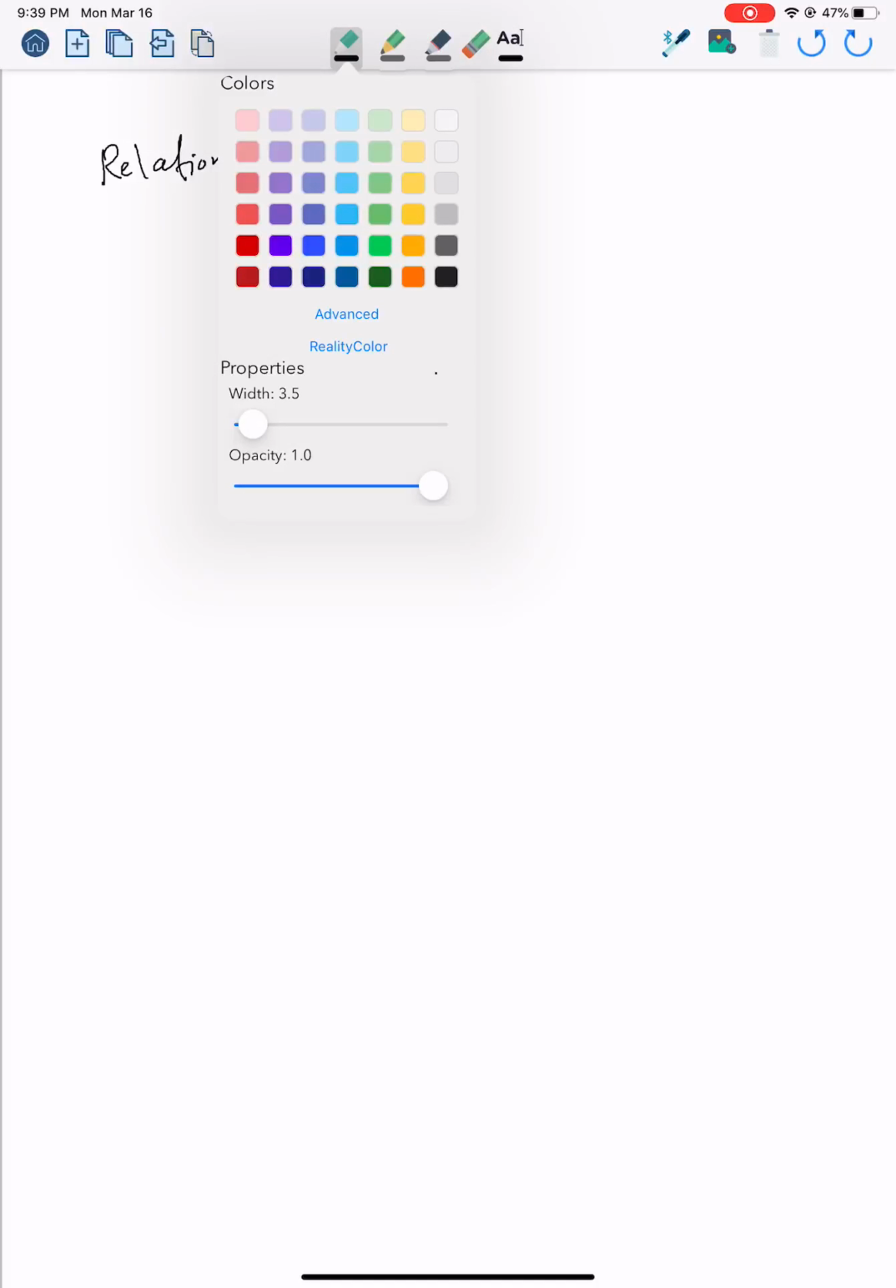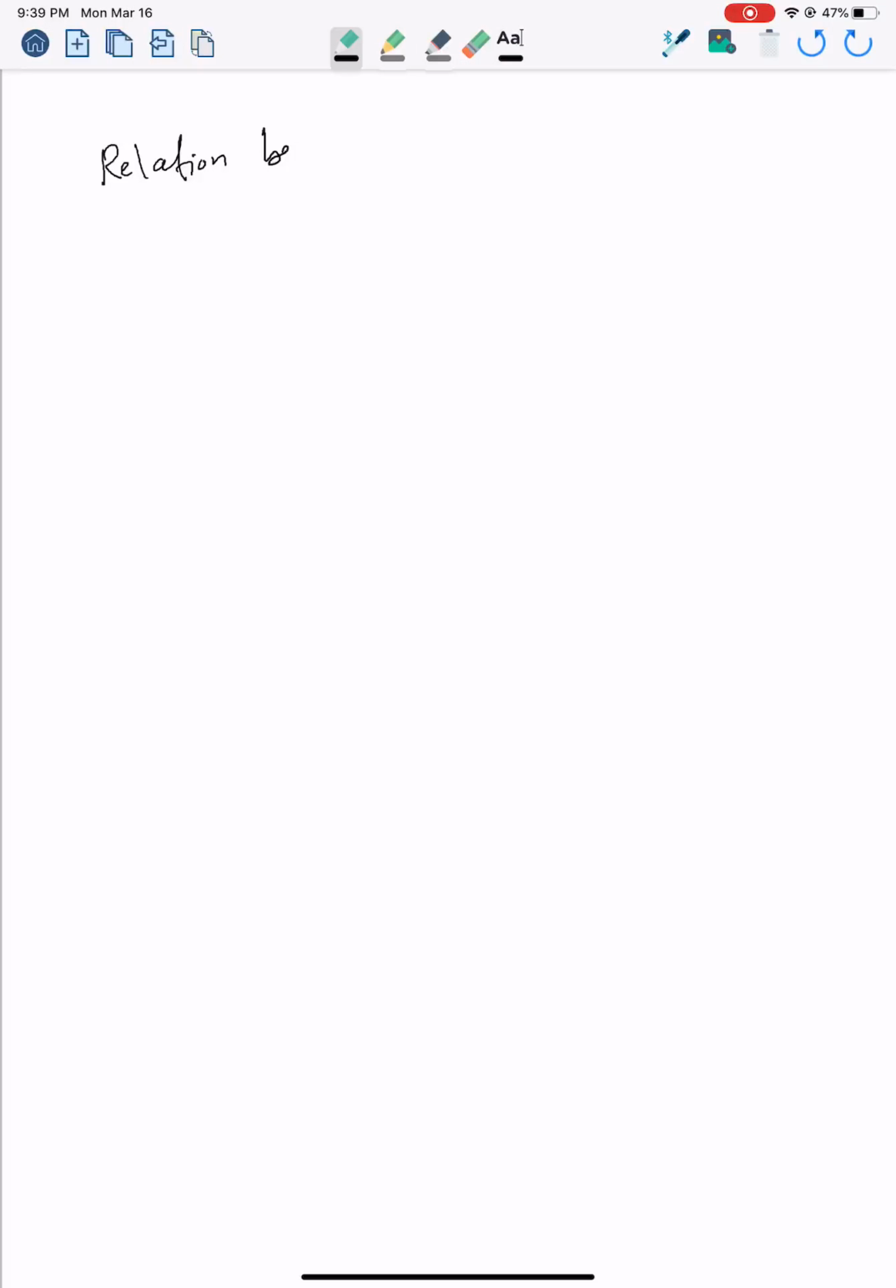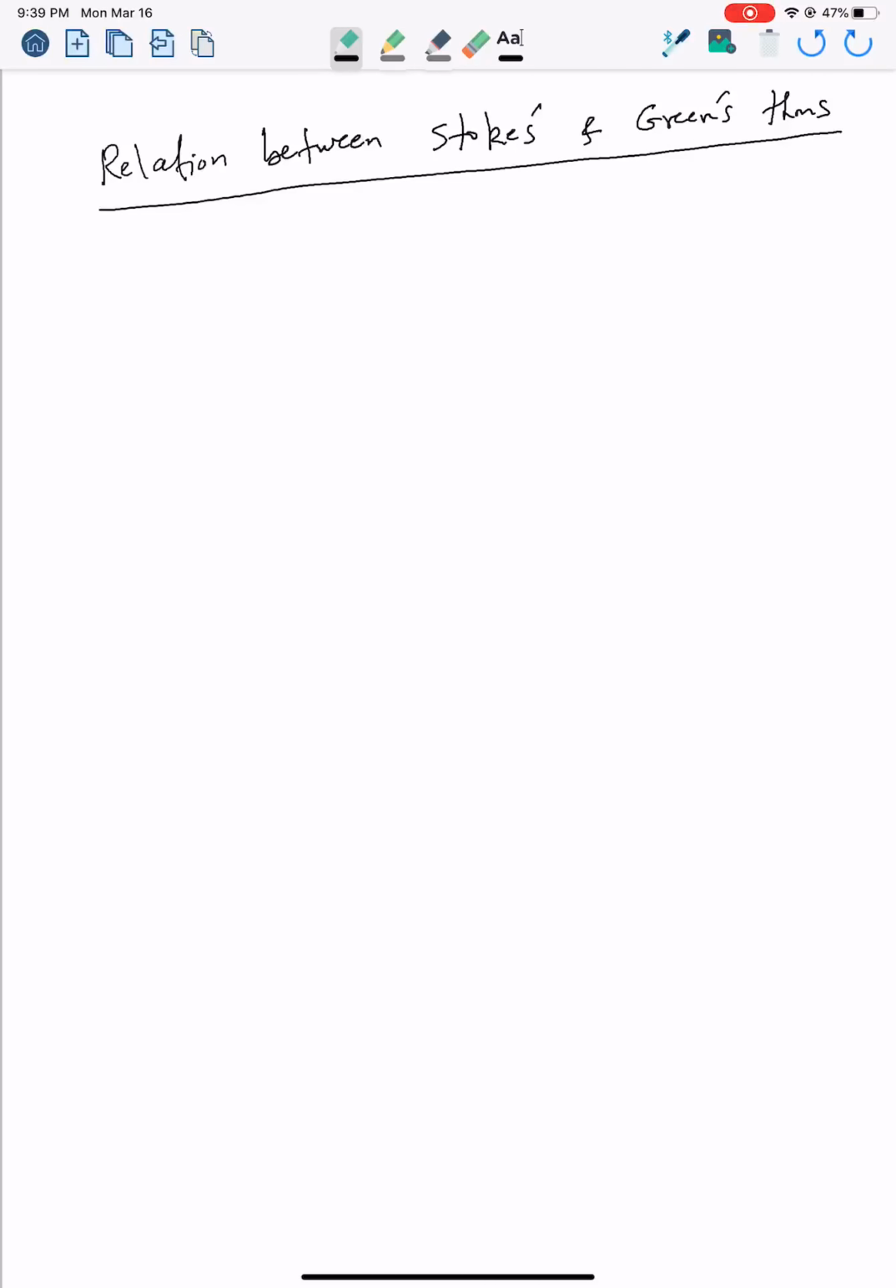So after doing Stokes theorem and solving some examples explaining the orientation, I want in this short video to explain the relation between Stokes and the Green's theorems. Yes, there is a relation between the two theorems. Let's see what kind of relations.